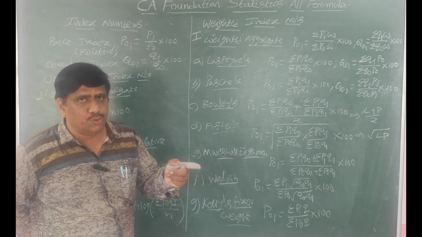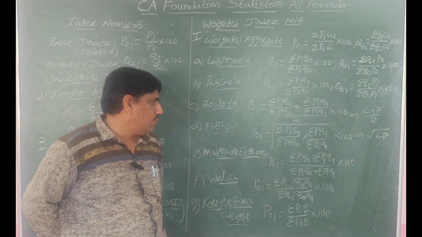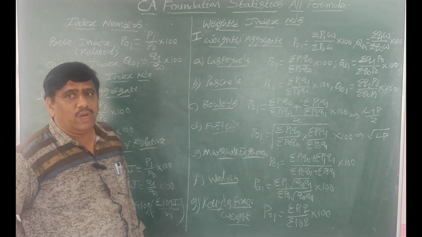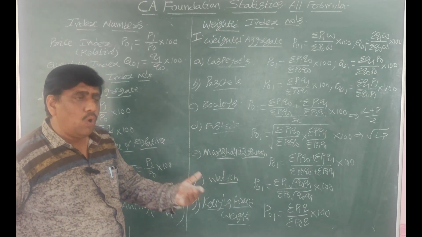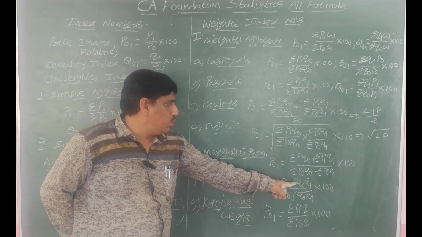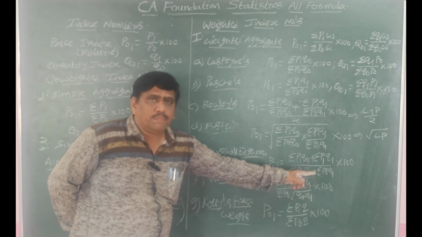Walsh: the geometric mean of base year and current year quantities is taken as weights. Walsh index number is also known as the cross-weighted formula. Formula is summation P1 root Q0 Q1 by summation P0 root Q0 Q1 into 100. Okay, Walsh price index number. If it is quantity index number, summation Q1 root P0 P1 by summation Q0 root P0 P1 into 100 will be the formula.